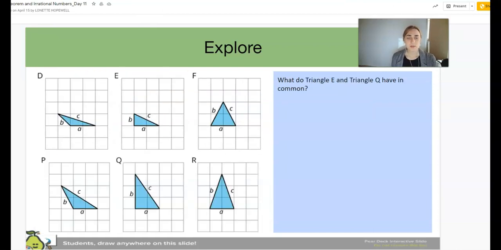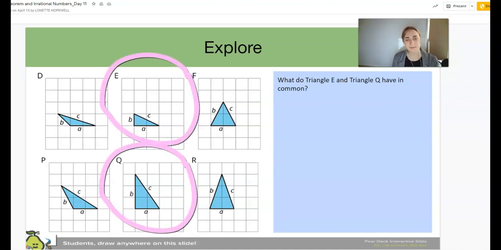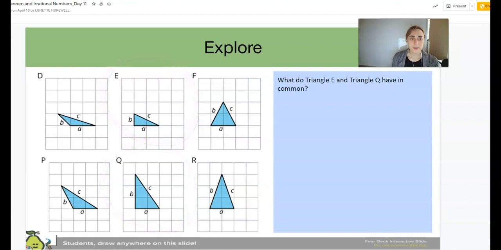Slide G says, what do triangle E and triangle Q have in common? So you'll see these are the same triangles that you worked with on slides D and E. We have them all together, and we're looking for the similarity between triangle E and triangle Q. So you can pause and think about that one.